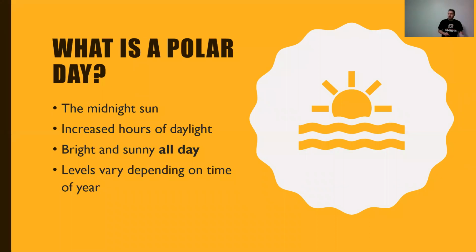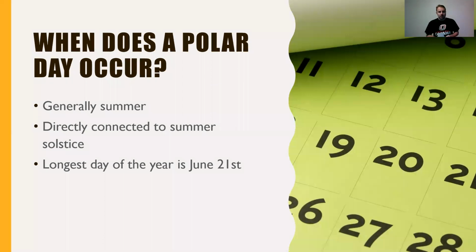So what is a polar day? A polar day is coined the midnight sun, and it is basically an abundance of sunlight. It's bright and sunny all day, just like summer, and these levels vary depending on the time of year. When does a polar day occur then? A polar day is usually in summer. It's on December 21st, or sorry, June 21st, as it is connected to the summer solstice.